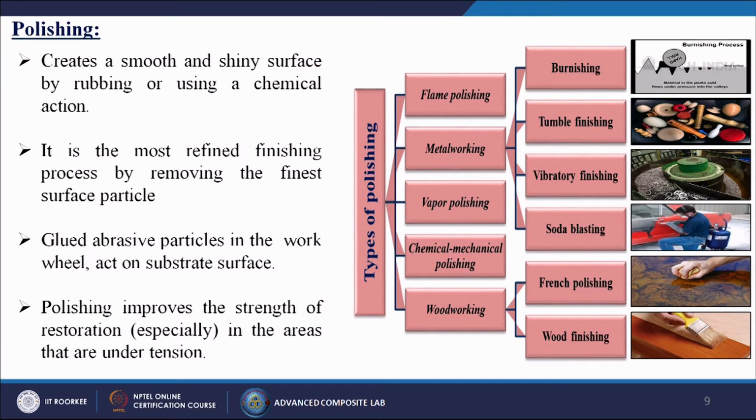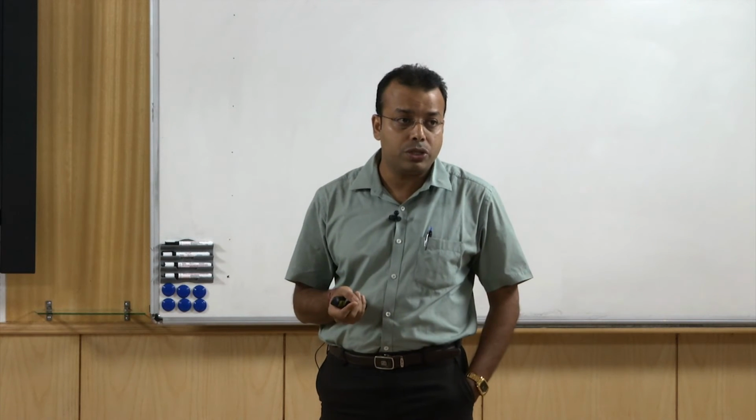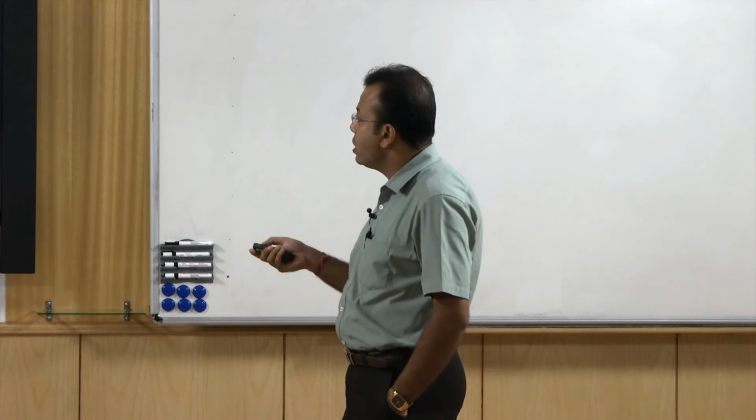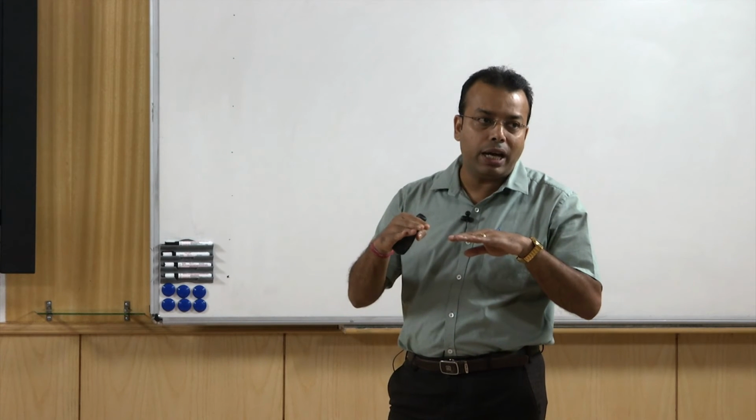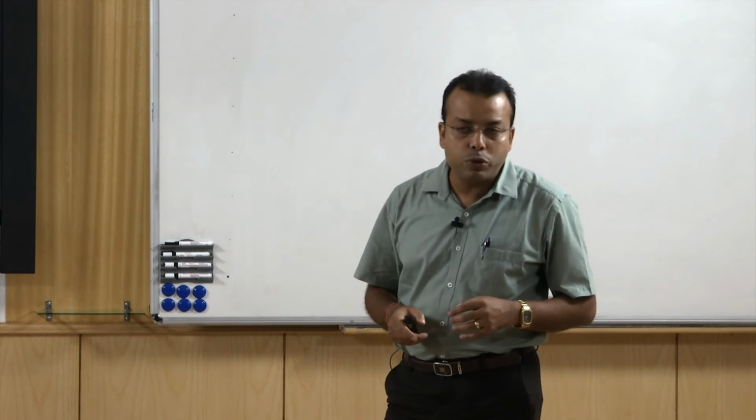There are several types of polishing you can see over here. One is called flame polishing, where we use a certain kind of heat to do the polishing process. Then metal working, which is also divided into 4 parts: burnishing, tumble finishing, vibratory finishing, and soda blasting. From this figure you can understand that we are using burnishing over there. It is also one kind of coating. If there are any cracks or small pores, by burnishing we can fill up this area so that you can get a smooth surface.